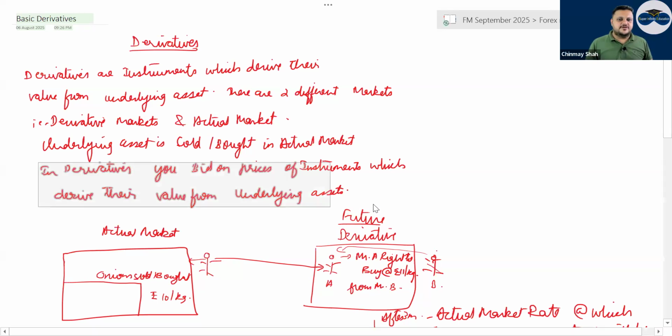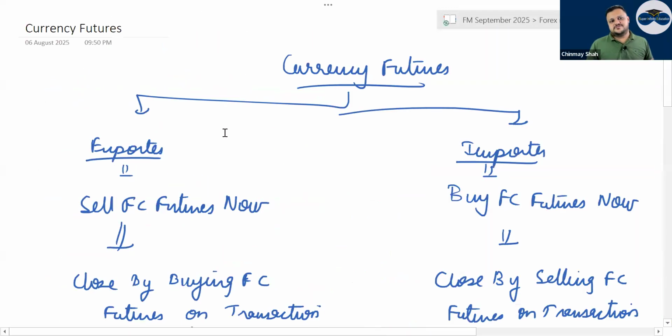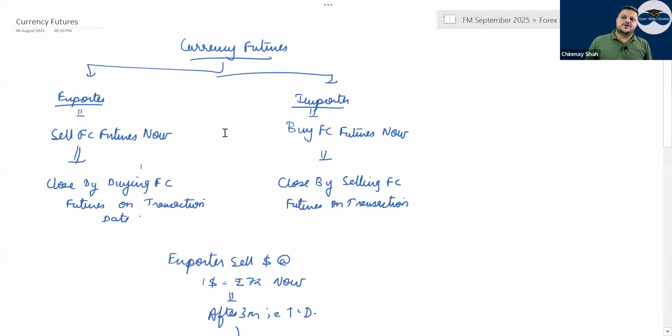In derivatives, you do what? Bid on prices, right? Then there is something called basis. Forward or futures are generally based on the actual market, right? So the futures sometimes become equal to the what? Spot on the expiry date. One MCQ is there on that also.